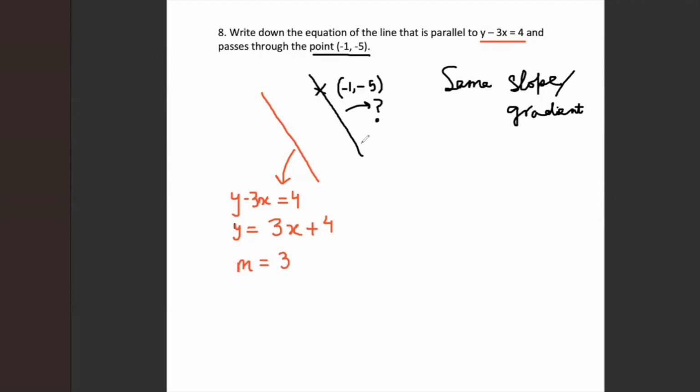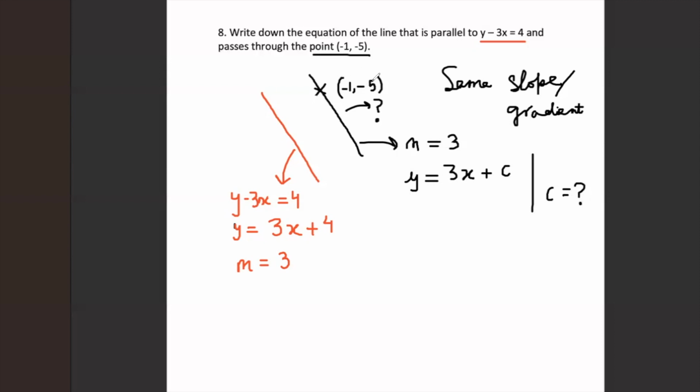So the gradient of this line in black should also be the same. So this one should also have a gradient of 3 because parallel lines have the same gradient. So the equation of this parallel line should look like y equals 3x plus c. Now again, like the previous question, the c is unknown here. We don't know the value of c.